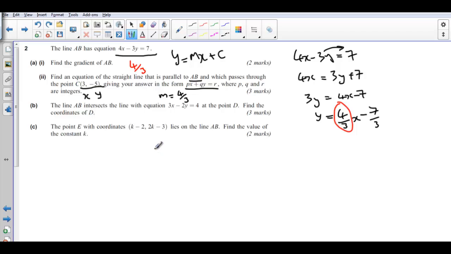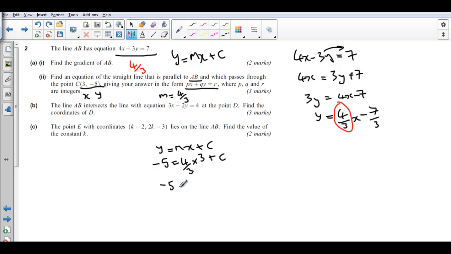Okay, so where are we? Thinking about y equals mx plus c again. Right, we're told that y is negative 5. We know that m is 4 over 3. We're going to multiply that by our x, which is 3. I'm going to leave the c value there because I don't know what it is yet.